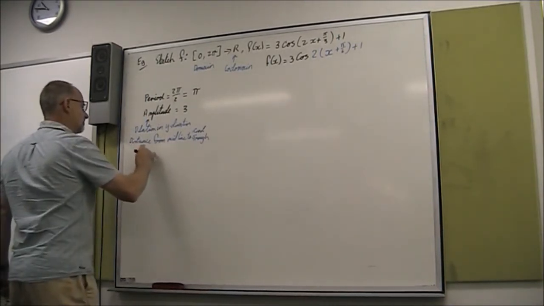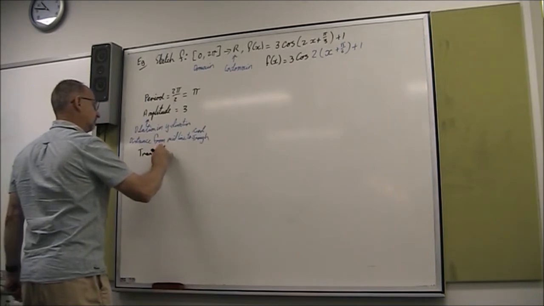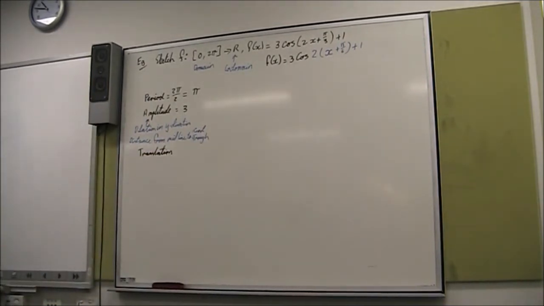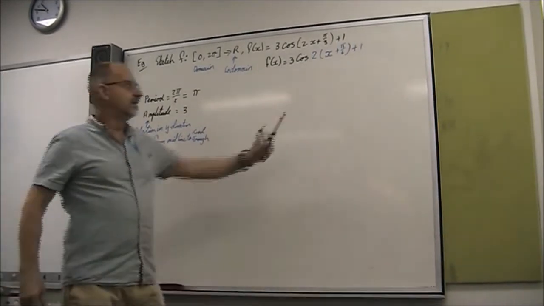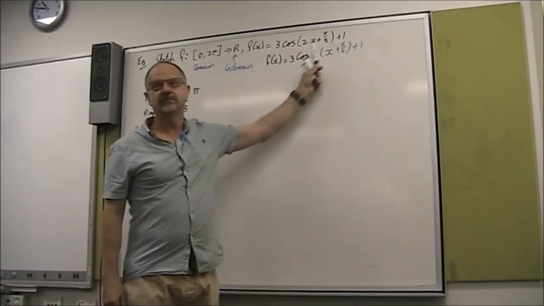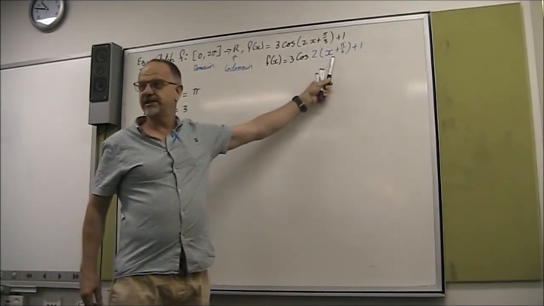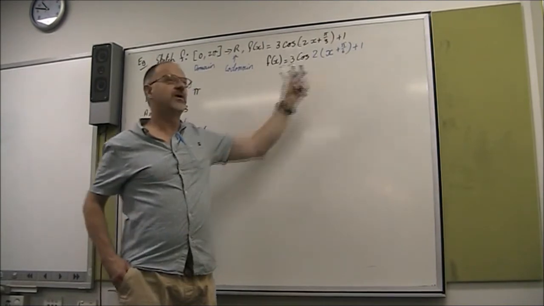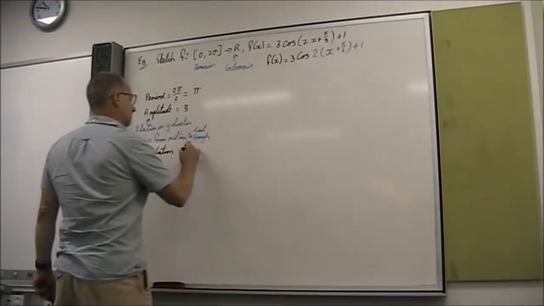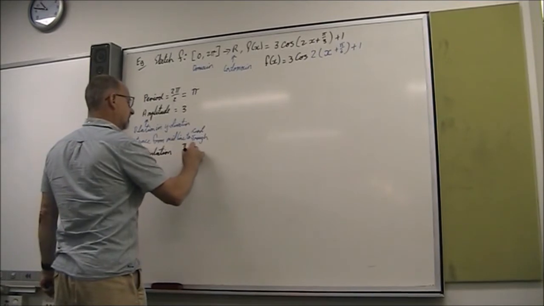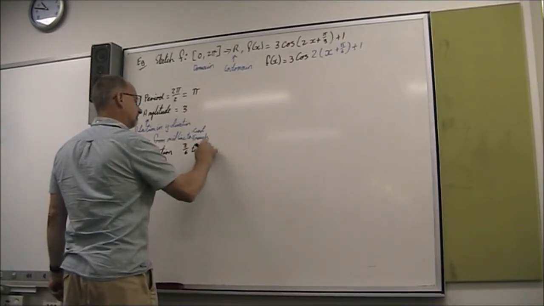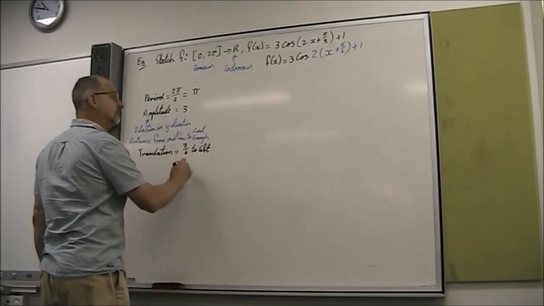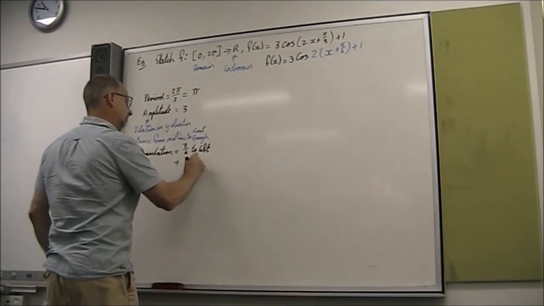All right, so we've got some translations. What are our translations? So in the brackets here, the translation is which way? Pi on 6 to the left, yep. So pi on 6 to the left. And the other one is 1 up.